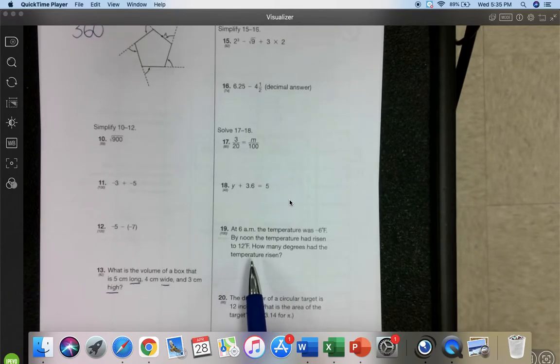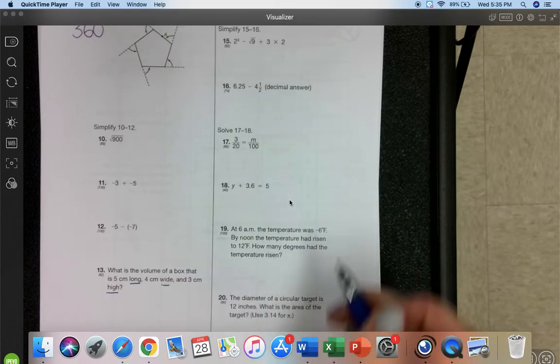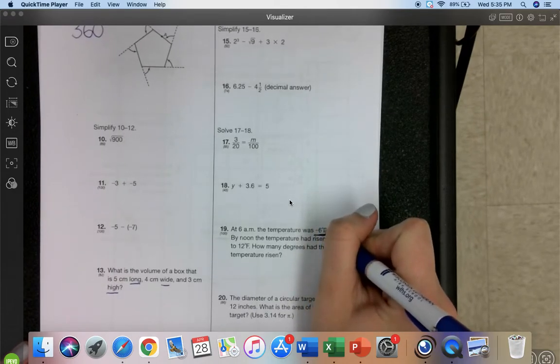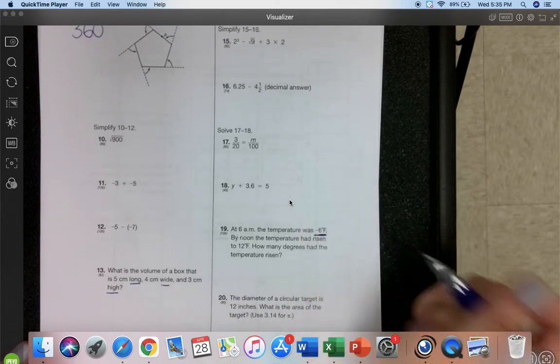Number 19, it says at 6 a.m. the temperature was -6. By noon the temperature had risen to 12 degrees. How many degrees had the temperature risen? Find the difference. How far is -6 from 0? Don't worry about that negative number.